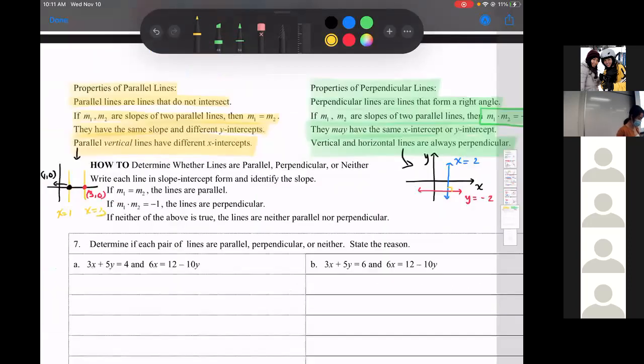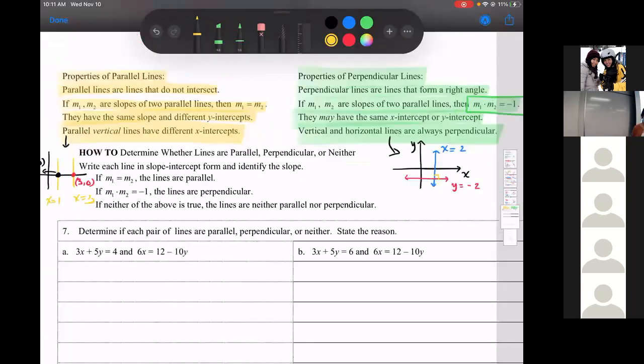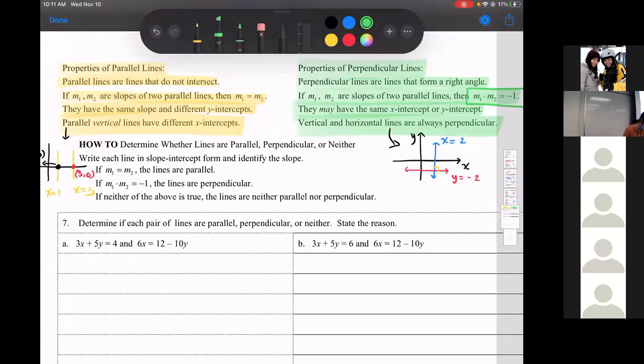Okay, number 7. They want you to determine if each pair of lines is parallel, perpendicular, or neither. Again, let me say one more time: you need to show me, not by graph, that if it's parallel, then m1 should be equal to m2. If it's perpendicular, then m1 times m2 should equal -1.